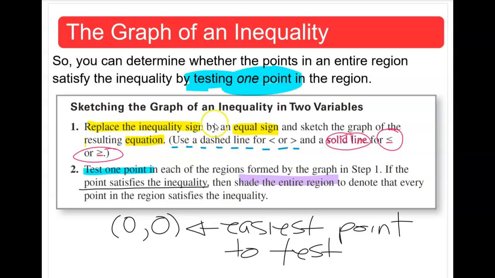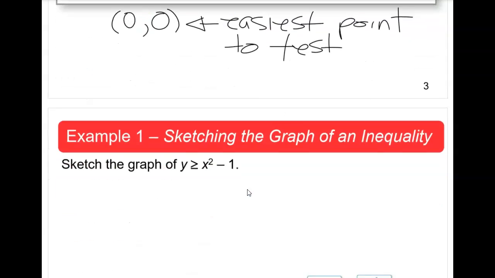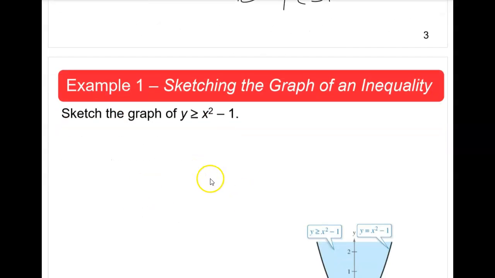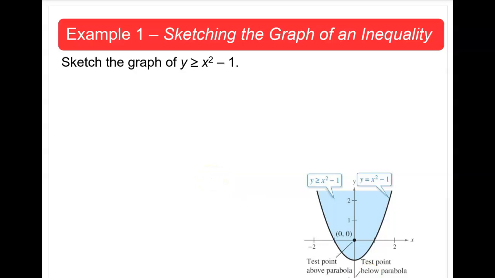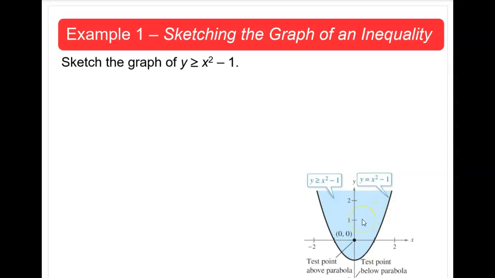Now, if you're not very good with keeping track of negative and positive signs, then I recommend that you pick a point in the positive x and positive y region, perhaps in quadrant 1. Okay, so we're going to graph the inequality, and we already have the graph here, so just pretend that you don't see it. And let's see.